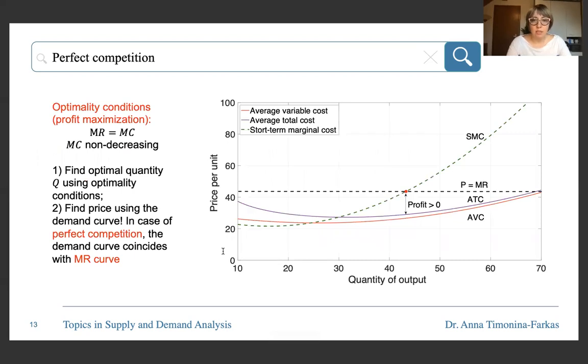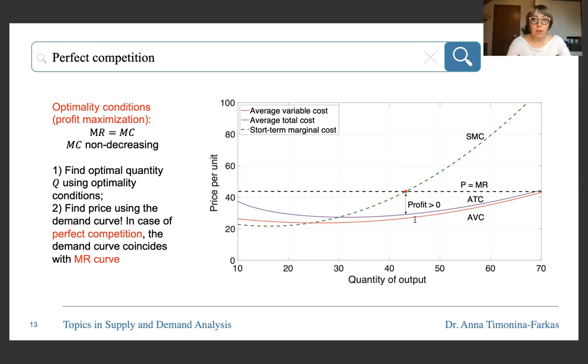Now let us understand what is actually the profit maximization and where does this profit maximization take place. Here you can see the graph for perfect competition because the demand curve, which is shown by a dashed line here, is horizontal, and it is written that marginal revenue is just equal to P because delta P divided by delta Q is equal to 0. The average total cost first decreases and then increases, the same as average variable cost. The short term marginal cost crosses average variable cost and average total cost in their minimal points.